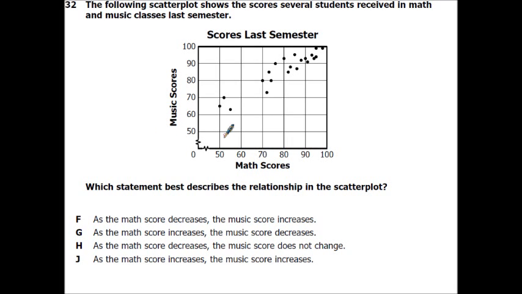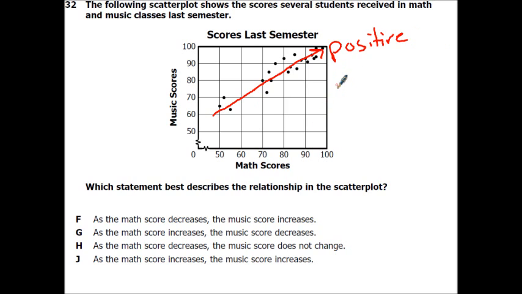Alright, this says the following scatter plot shows the scores several students received in math and music class last semester. So which statement best describes the relationship in the scatter plot? First thing we're going to do is draw our line of best fit so we can check out what our correlation is. Since it's going up, this is a positive correlation.